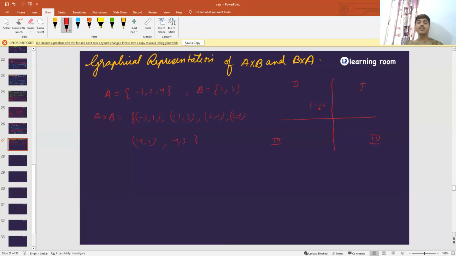Agree? Yes, sir. Then say this point, (-1, 3), where will it be? Second quadrant only. (-1, 3) will be on the same vertical line as (-1, 1), but it will change along the y axis. So this is (-1, 3). I'm just pointing it randomly. This is just the graphical representation. You can locate all the points. It will be (2, 3) here, (4, 3) here, and (2, 1) here, then (4, 1) here.